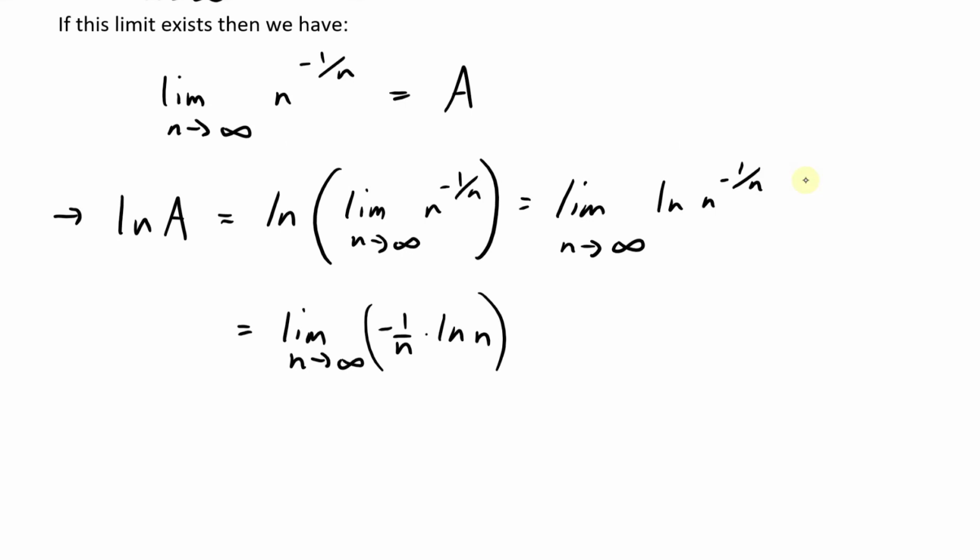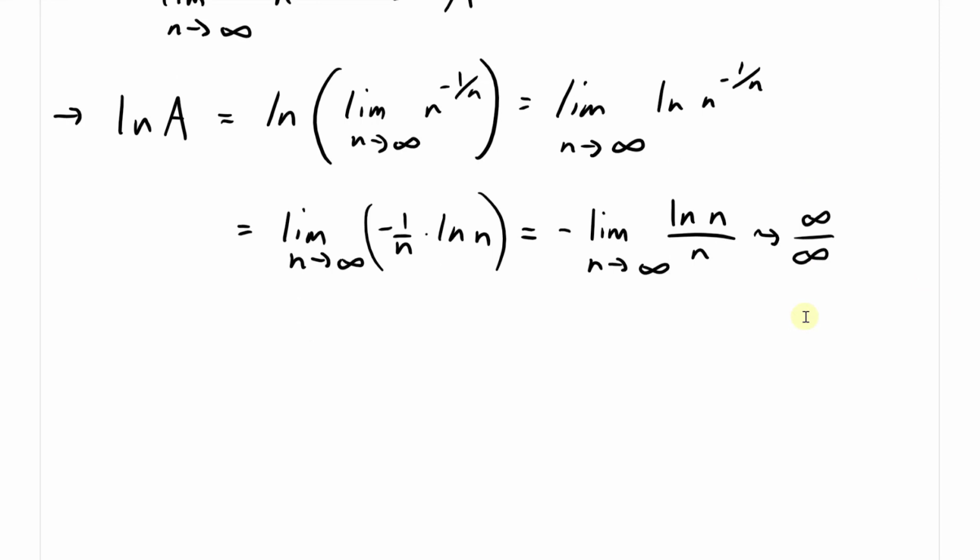Alright, so now we can simplify this even further, move the negative out of there. So negative limit as n approaches infinity of ln n over n, like that. In other words, ln n approaches infinity as n approaches infinity. So we're going to have infinity over n, which is also approaching infinity. So in other words, this is indeterminate, but we could use L'Hopital's rule.